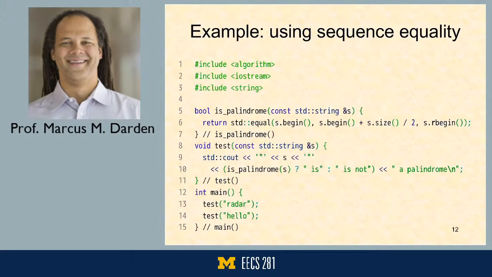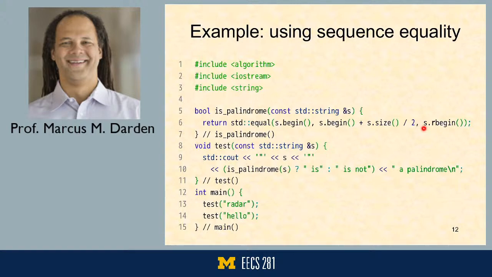Here's an example of using this sequence equality piece of code here. We've got this equal function that we just looked at, and this is being used to check whether a string is a palindrome. That's pretty nifty. So as we look at it, we see that equal takes the same three parameters: where the first string starts, where it ends, and where the second string starts. And in this case, it's gotten tricky. It's used the STL in one of the ways that the STL has set itself up to be used.